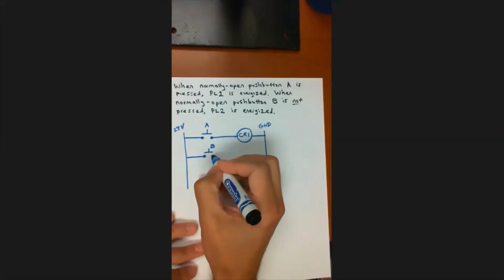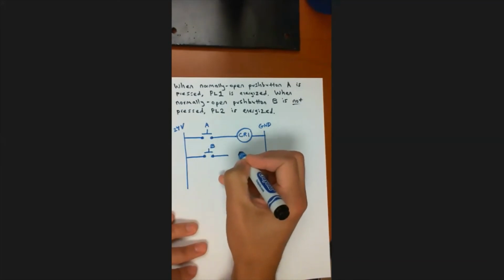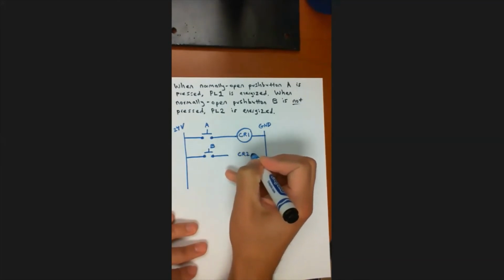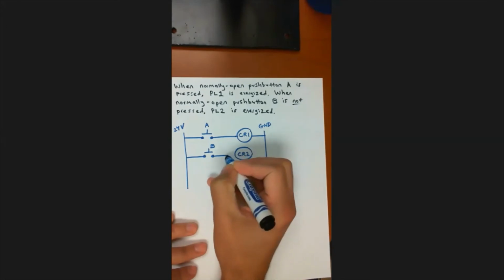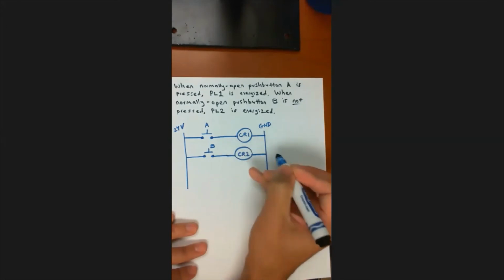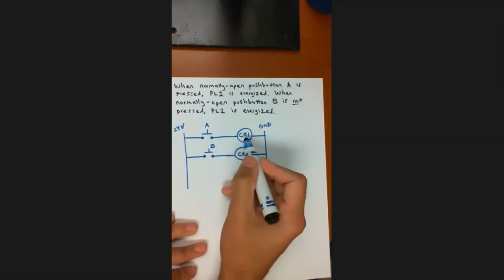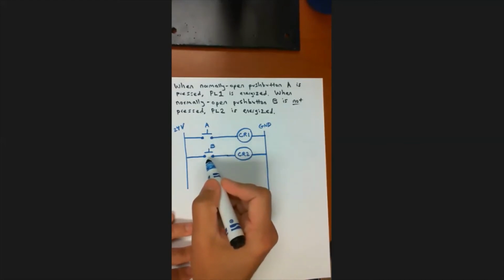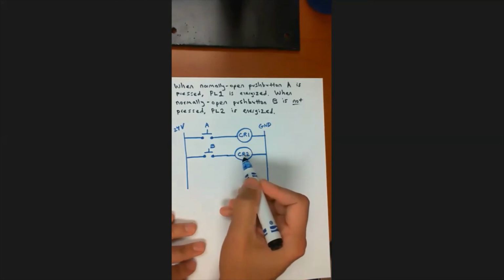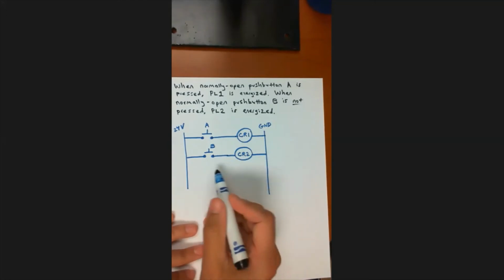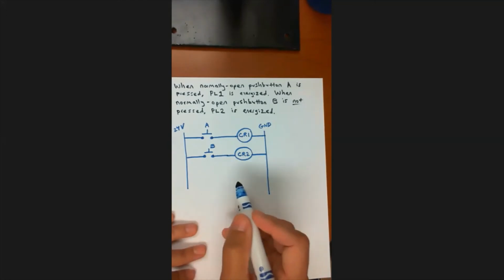Same thing with push button B. I'm going to call this CR2. So now, whenever A is pressed, we're going to energize the coil of CR1. Whenever B is pressed, we're going to energize the coil of CR2. Now I can fill in whatever logic output I want down here.